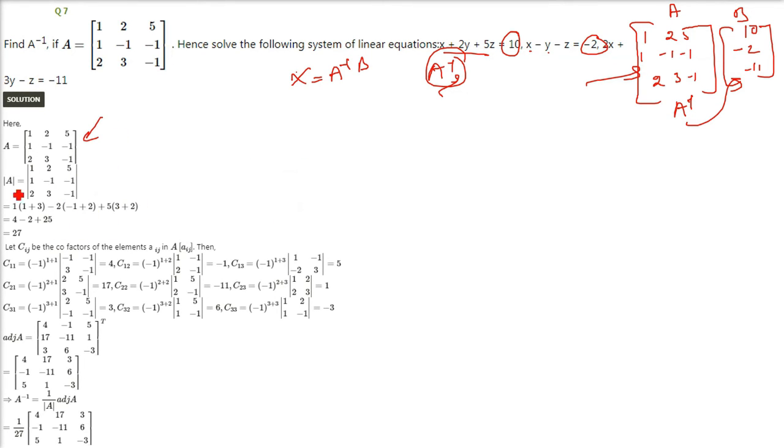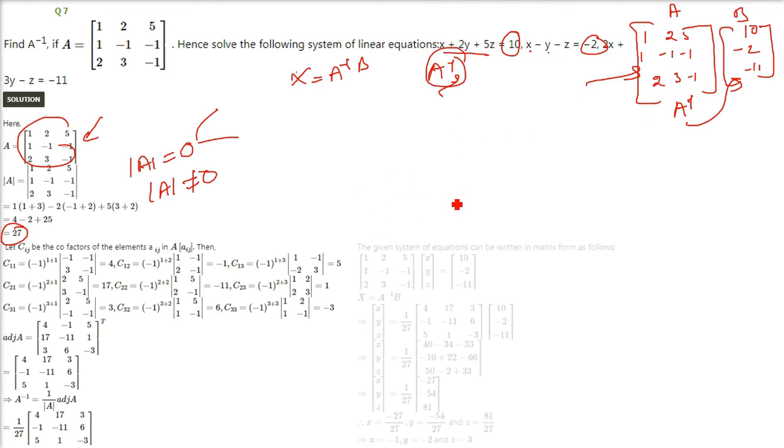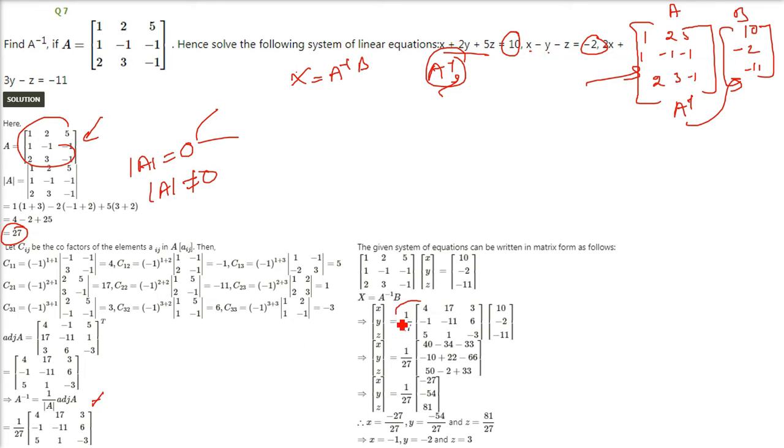A is this. If the determinant of A is equal to 0, then there will be two cases. But the determinant of A is not equal to 0, so you'll get a precise solution, a consistent and precise solution. So the cofactor matrix you can find out. Take the transpose of the cofactor matrix, then divide it by the determinant, which is 27 in this case. A inverse will come. Now A inverse has to be multiplied by B. What is B? B is 10, -2 and -11. Multiply this, you will get X, Y, Z. In this case, -1, -2 and 3 will come.